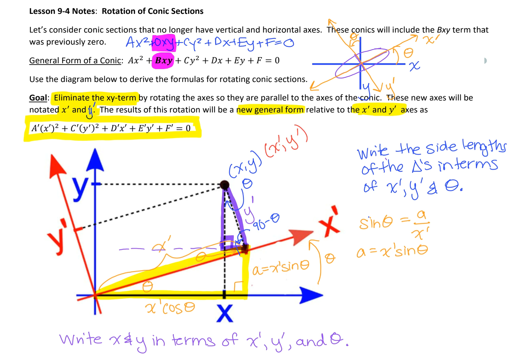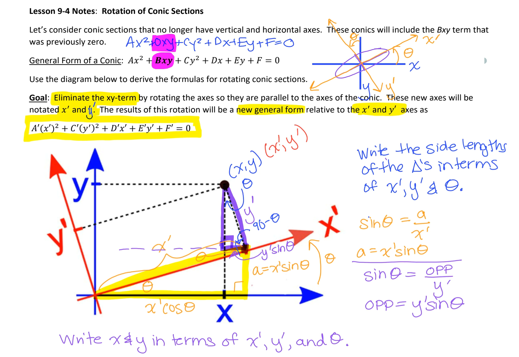And then using theta, let me write this first one out. If I do sine of theta, the sine of theta is equal to the opposite side. So I'm just going to put opposite, OPP, over the hypotenuse, which is y prime. So that means that the opposite side is equal to y prime times the sine of theta. So that's the short side on the bottom here. So this short little purple side is y prime sine of theta.